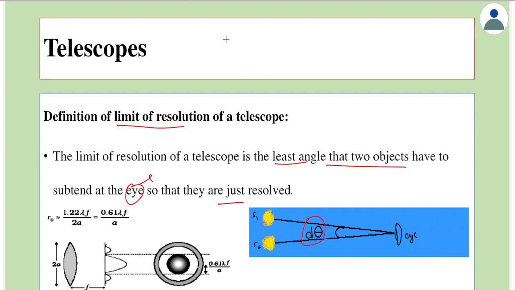is called the limit of resolution, provided the two objects are seen as two distinct objects, or technically we say they are just resolved. So the limit of resolution of a telescope is the least angle that two objects have to subtend at the eye so that they are just resolved. Let's make sense out of it.